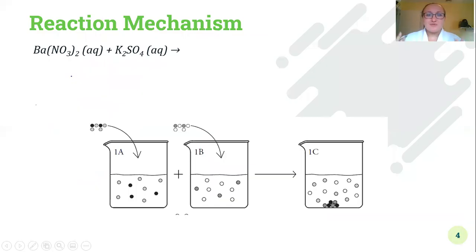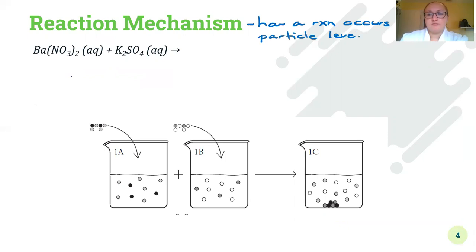Let's talk about the reaction mechanism for precipitation reactions. The reaction mechanism is how a reaction occurs on a particle level. So how do individual particles actually interact to produce this chemical reaction that we see?